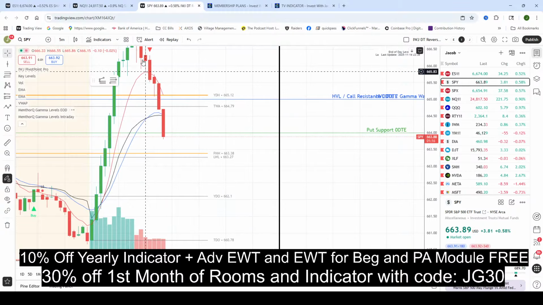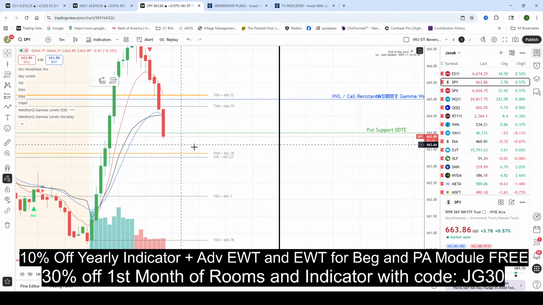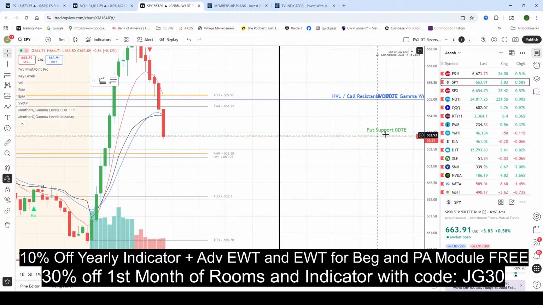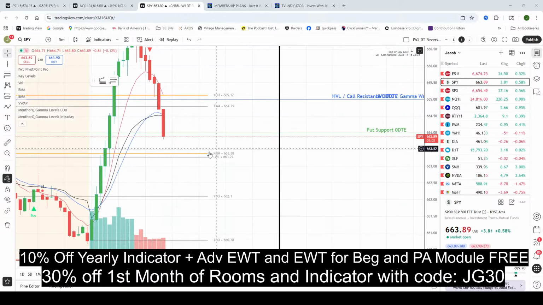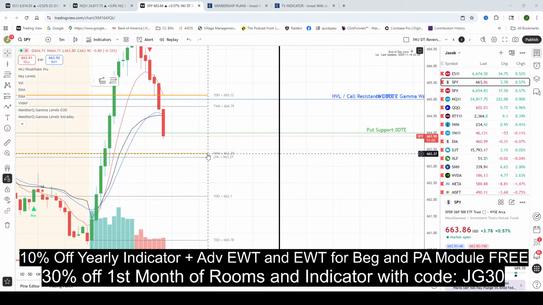So now we have a failed breakout. We're back below VWAP and the 21 strongly. They're blowing through put support here. The pre-market high is probably going to be my next profit zone.